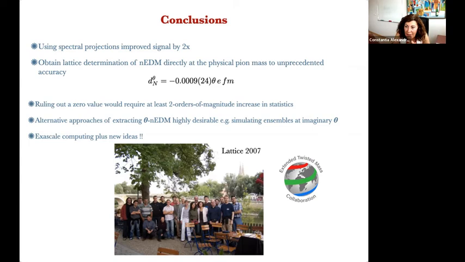Now, Europe and the United States and China and Japan are installing exascale computers. This will increase our computational power by almost two orders of magnitude. So two orders of magnitude of computational power, we are almost there. So this is very good news. But I believe it would also be good to have new ideas that would allow us to improve the way we calculate this quantity.